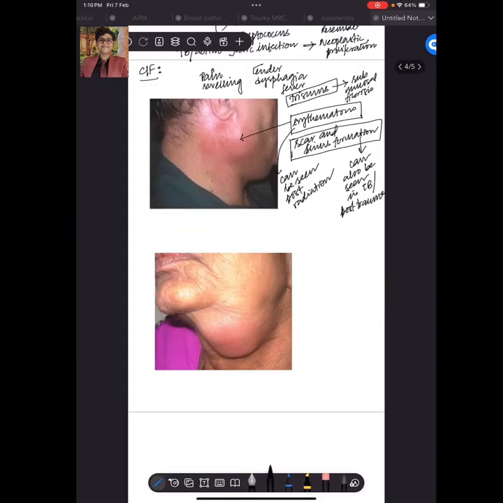The first picture is showing inflammation or acute sialadenitis in case of the parotid gland. Now in the second picture we can see the sialadenitis of the submandibular gland. And here we can notice the double chin appearance, due to swelling of the submandibular gland.